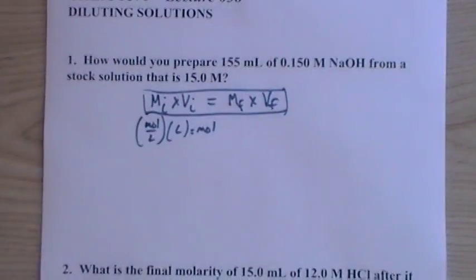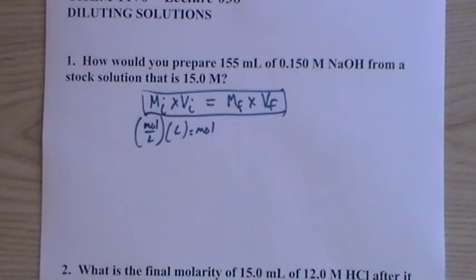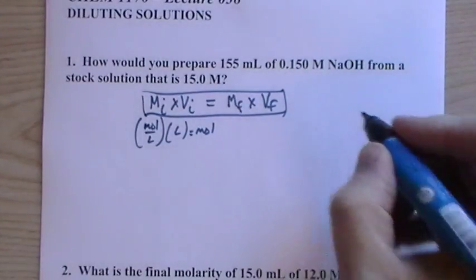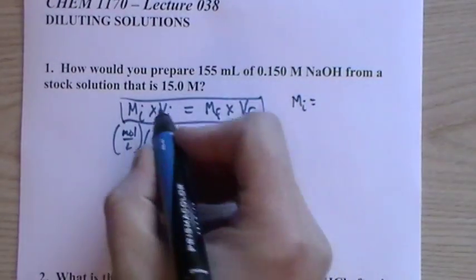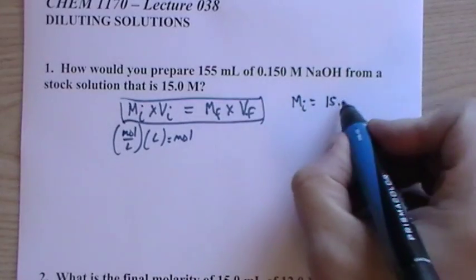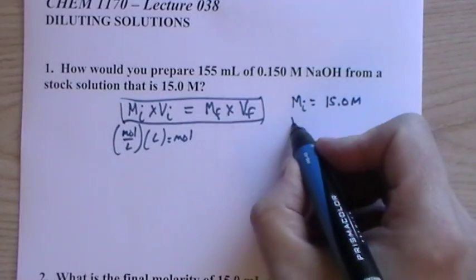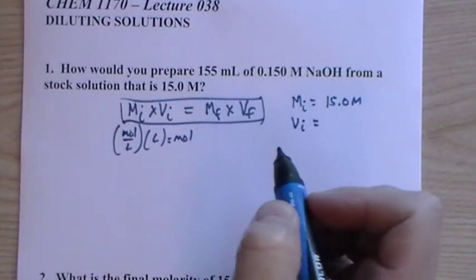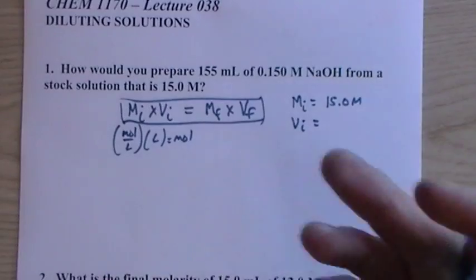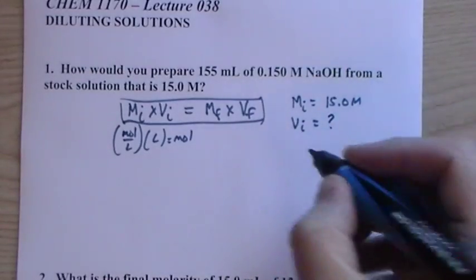So now, how would you prepare 155 mils of 0.15 molar NaOH from a stock solution that is 15 molar? What I like to do is list everything that we have. The initial concentration, that's the stock solution, that's 15 molar. The initial volume, that's what we have to figure out. When they ask how we prepare it, they're asking what you start with, and then you dilute it. Well, we don't know this.